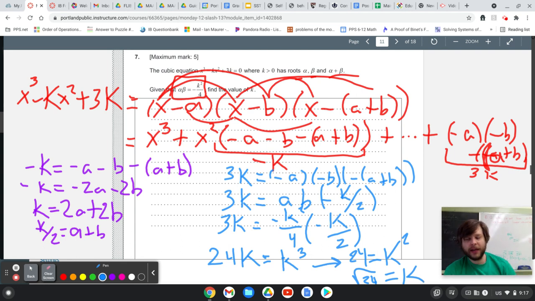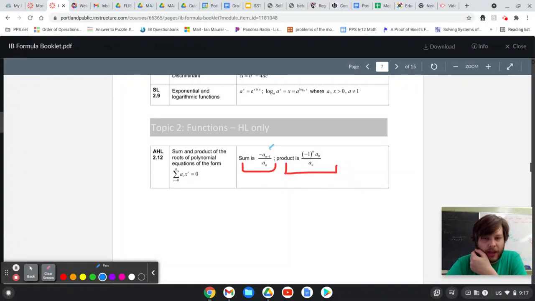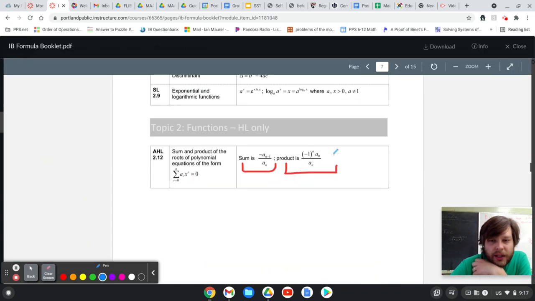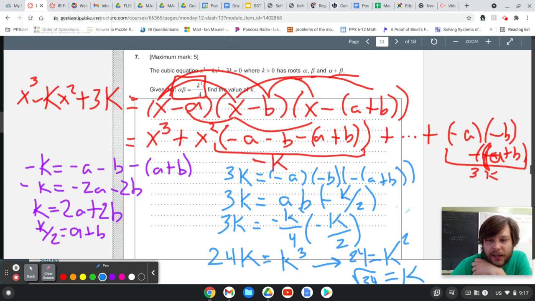And if you want to look back at the formulas, you'll notice that on the formula sheet, the purple problem is this right here. The sum is the opposite of the second coefficient, and it was a minus k there, and so that's what we have here. And the blue equation is this second one, that the product is equal to the constant. So there you go. That was problem 7.